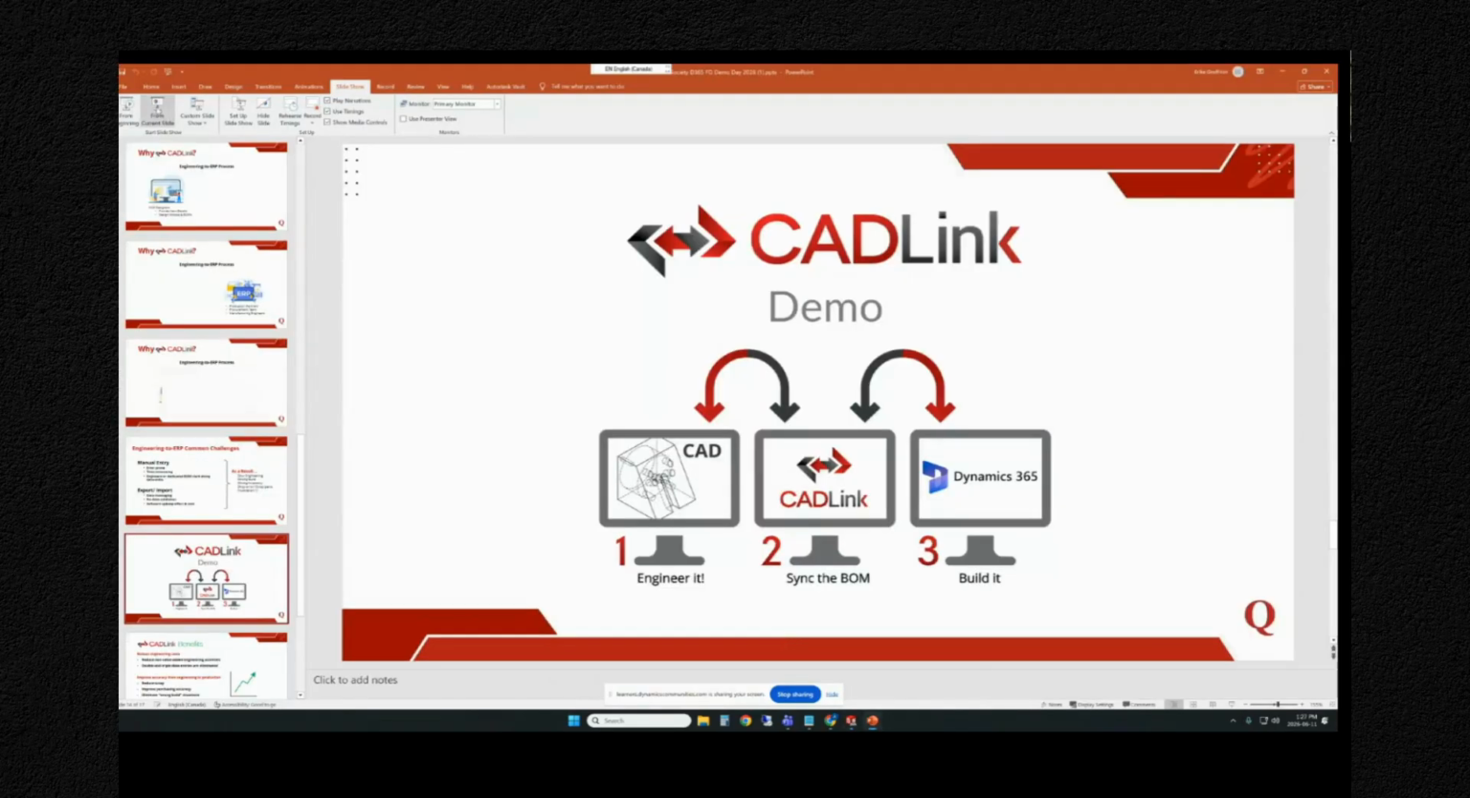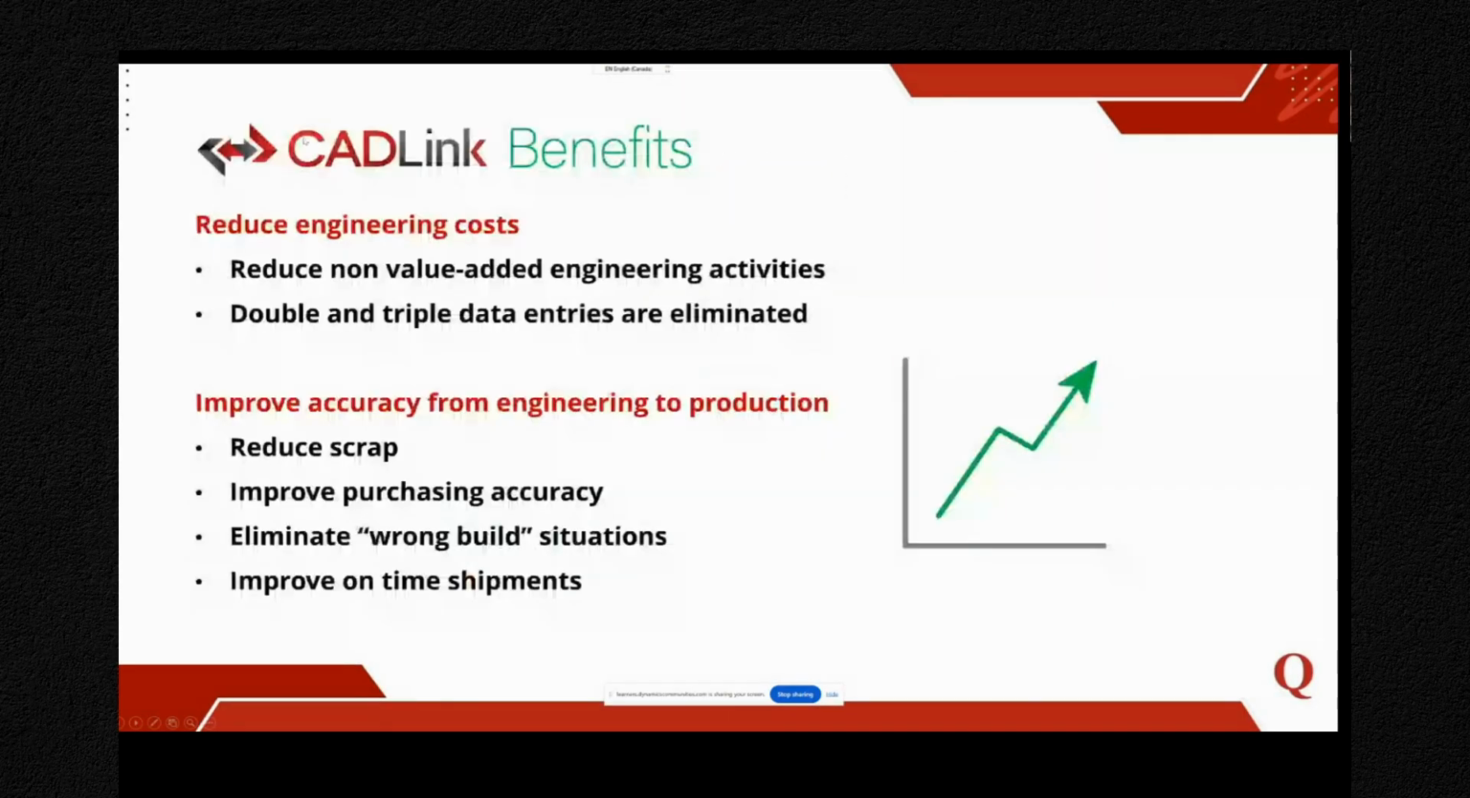So just capping off here, we went over the demo, the benefits. As we saw, we've reduced non-value engineering activities, so we don't have to manually create any of those new items. Any data entry, double or triple, is eliminated because we're doing that one-to-one comparison using the part number as a unique identifier. And we improve the overall accuracy. So we reduce the scrap, improve purchasing accuracy, eliminate the wrong build, and improve on-time shipments. All this is done by fixing that gap between the engineering side and finance and operations.